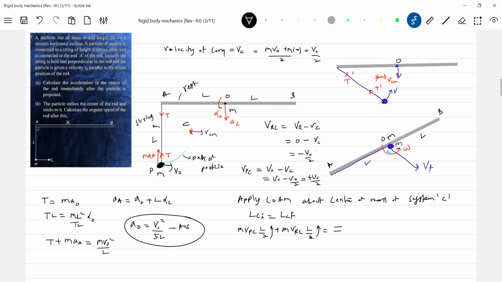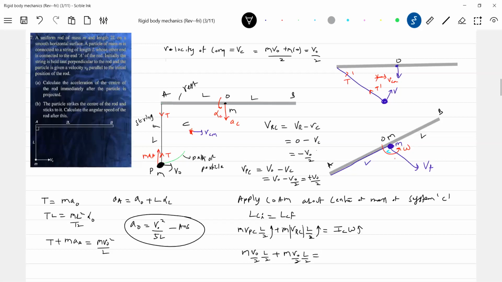This should be equal to finally IC omega. What is the sense of that? Should be the initial. So M. Already the sign I had taken care of, so don't substitute the sign again. Let me put the mod of this one. Particle. This is a rod, no? Yeah. So this will be M V naught by 2 times L by 2.